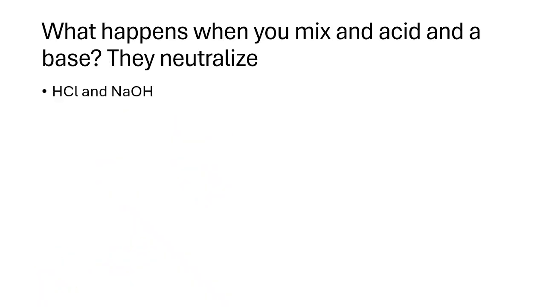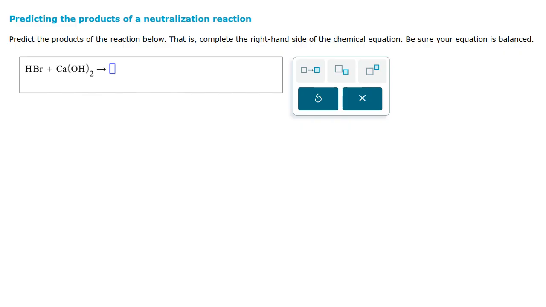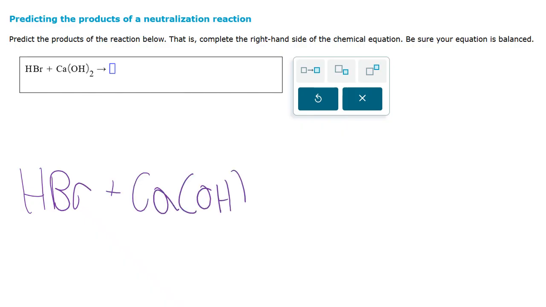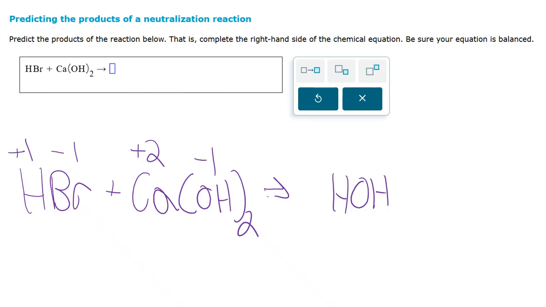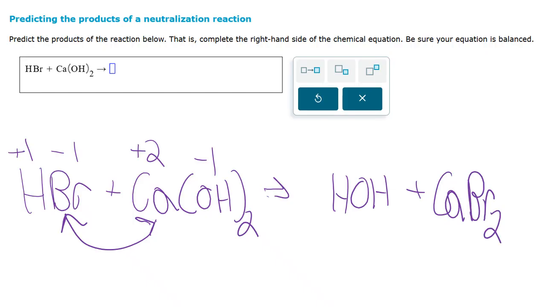So we already did this one. But let's look at an example. We got HBr plus calcium hydroxide. OH is always -1. Br is -1. Hydrogen is +1. Calcium is in group 2. We know that it's going to form water and then whatever is left. Since calcium and bromine bond, it has to be CaBr2. And so this is the reaction that occurs.